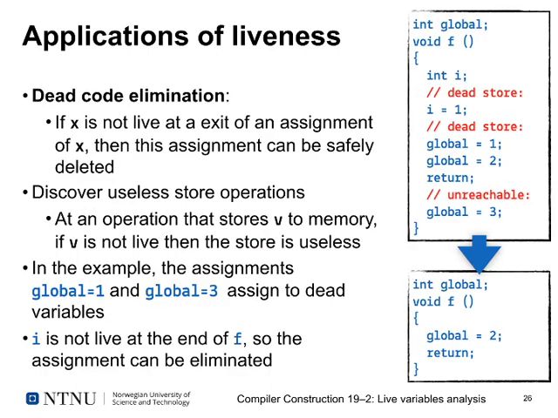Another case of the application of liveness analysis is an optimization case. We want to do so-called dead code elimination. If we can figure out that a variable x is not live at the exit of an assignment of x, then we don't need to assign it at all, because this value gets overwritten in the very next instruction. This would write values to memory, which costs time and effort, like energy. So we want to discover these useless store operations here.